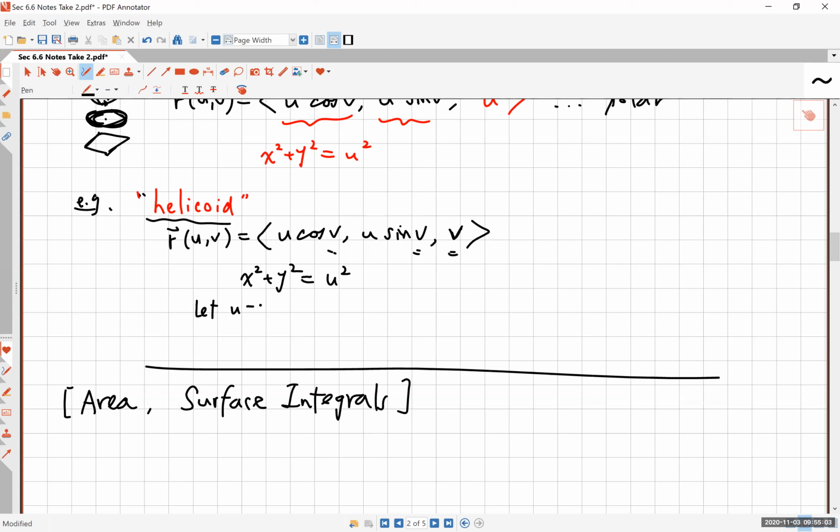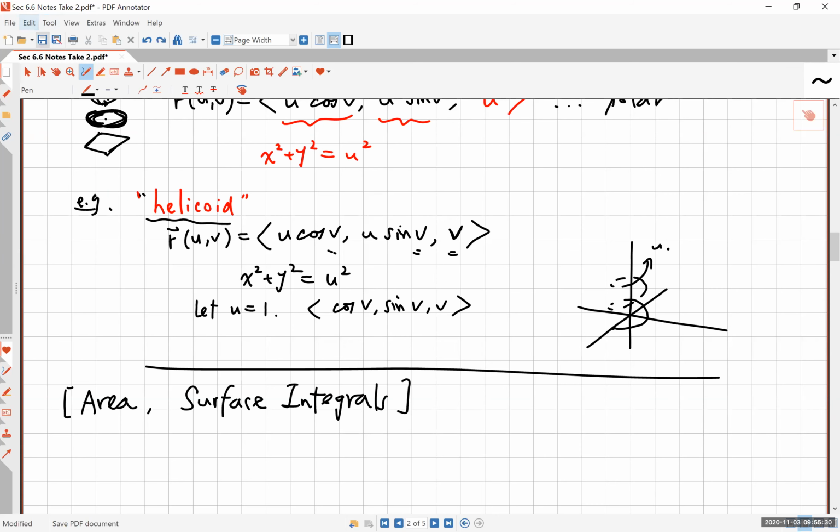Okay, let u be, for instance, 1. Okay, then what we have is cosine v, sine v, v. Okay, now does that sound familiar to you? Yeah. If u is equal to 1, this is simply your old-fashioned helix, right? So it kind of goes like this, right? This is where u is equal to 1, and so that's not too bad.